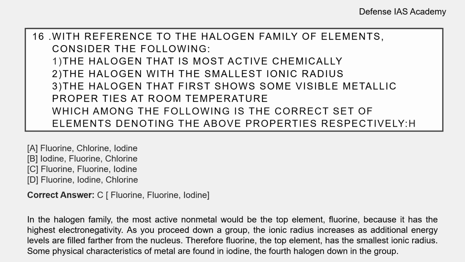In the halogen family, the most active nonmetal would be the top element, fluorine, because it has the highest electronegativity. As you proceed down the group, the ionic radius increases as additional energy levels are filled farther from the nucleus. Therefore, fluorine, the top element, has the smallest ionic radius. Some physical characteristics of metal are found in iodine, the fourth halogen down in the group.